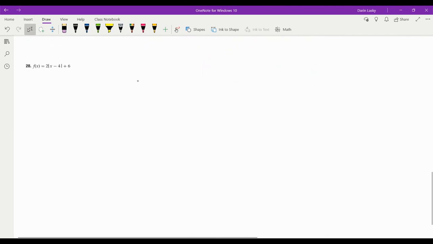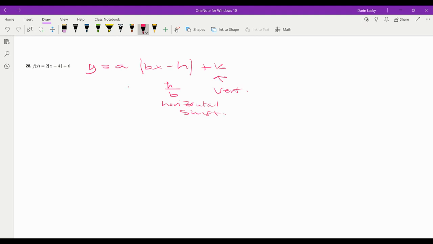All right, so here's our last one, guys. So y equals a times bx minus h plus k. Okay, so this is our vertical shift. H over b is our horizontal shift or phase shift. And then A is just the steepness of the graph. Kind of replaces amplitude. So it's kind of like our trigonometry functions.